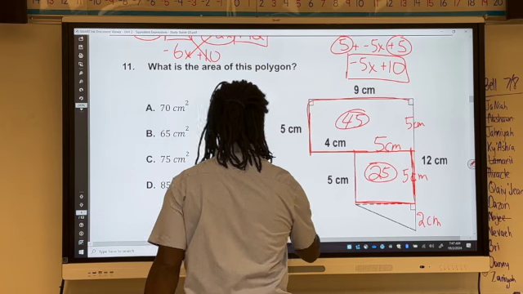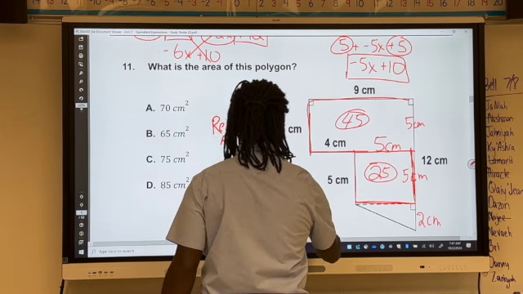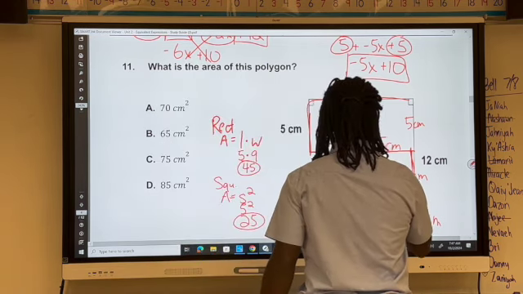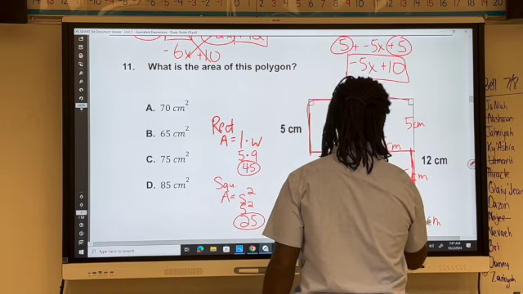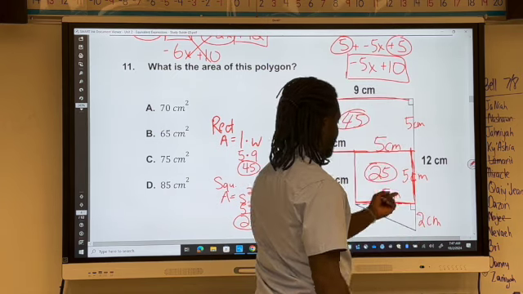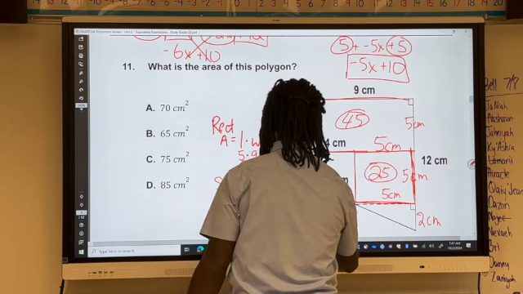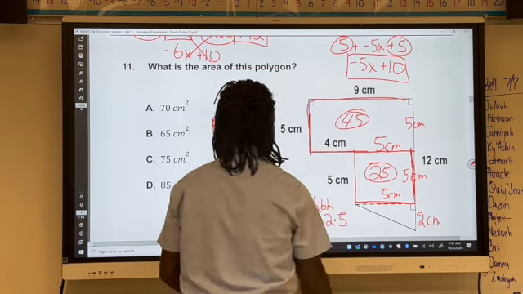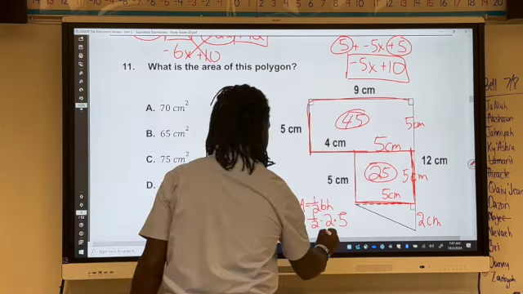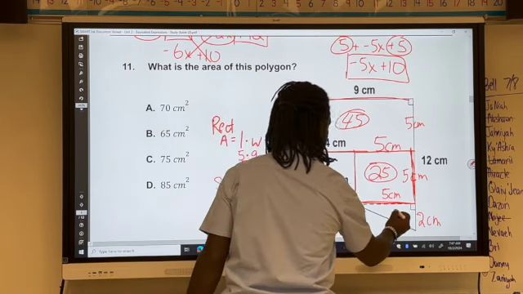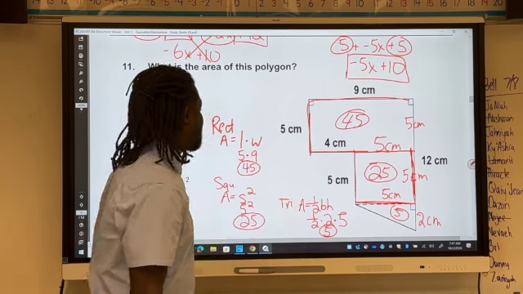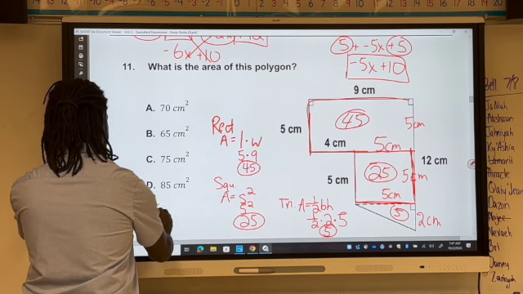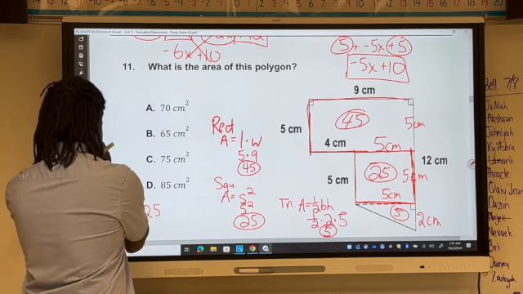And then lastly, I got a triangle. The formula for area of a triangle is 1/2 base times height. I'm sorry, my base is actually 2 centimeters. This is my height. My height is 5. So we got 1/2 times base is 2, height is 5. And so that is going to give me 5 centimeters squared. And then I just got to add up all of those pieces. So then I got 45 plus 25, which when I add that, that's going to give me 70.